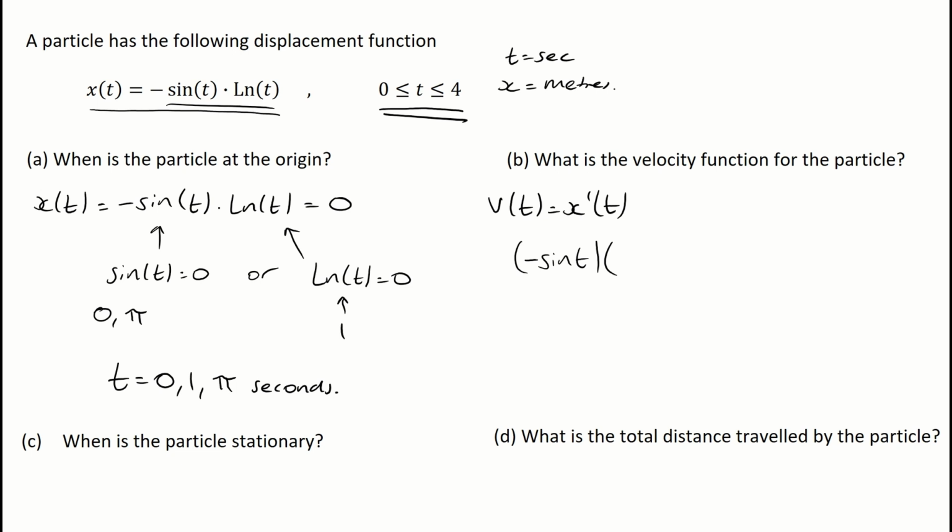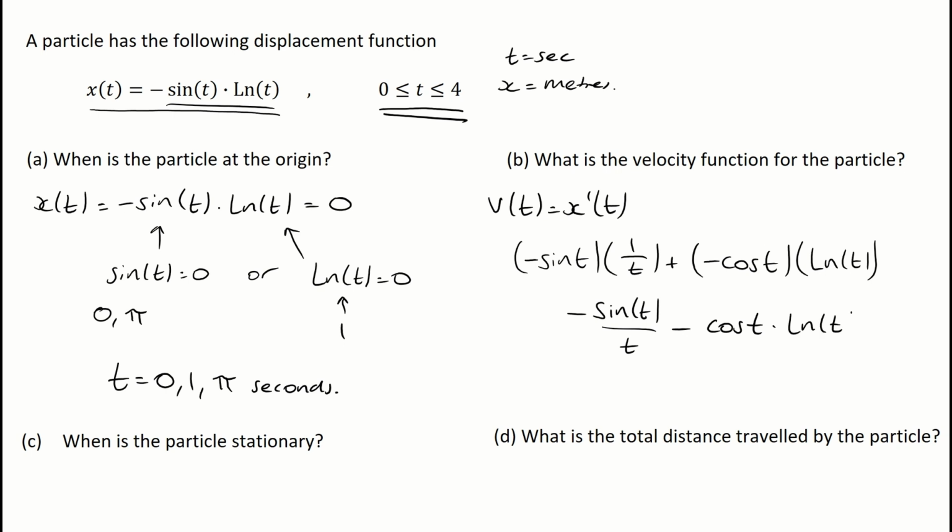This is where we have to differentiate our natural log function, and the derivative of the natural log of t is just 1 over t. Add on the derivative of the first part, which is negative cosine of t, times your second part, which is the natural log of t. If we simplify this a bit, we get negative sine of t over t, take away cosine of t times the natural log of t. And that would be your velocity function.